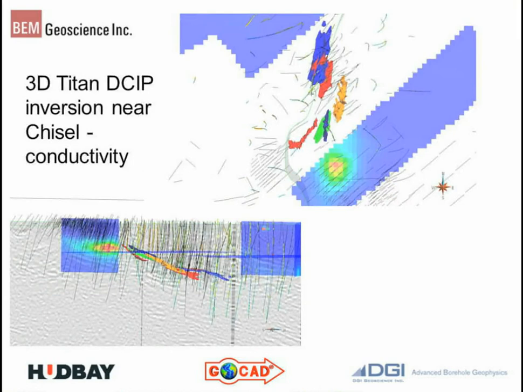This is the 3D Titan DCIP inversion, and this is Chisel, and there were some lines done south of Chisel and then north. This is just showing that, coming off the south end of Chisel, we're seeing the conductivity, and then in a cross section you can see that there's a conductor that's picked up in the inversion that's heading off the end of the lenses.